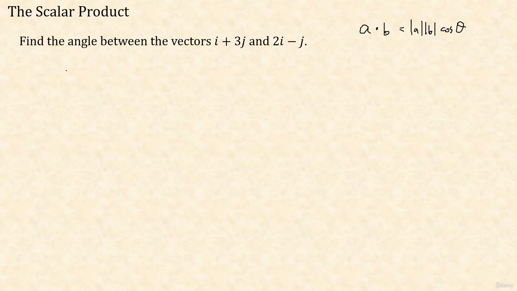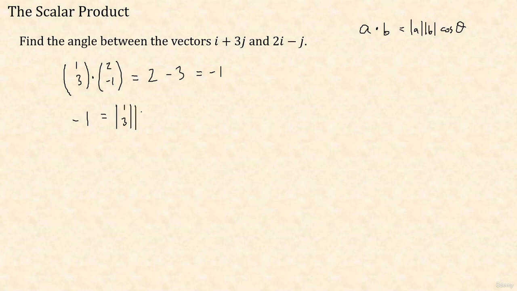So for these two vectors, which are (1, 3), if I dot that with (2, -1), recall that what that involves is simply summing up the products of each component. So 1 times 2 is 2, 3 times negative 1 is negative 3, and so the dot product there is minus 1. But we also know that minus 1 has to be the same as the modulus of a, so that is the modulus of (1, 3), times the modulus of b, which is (2, -1), times cos of the angle between them.